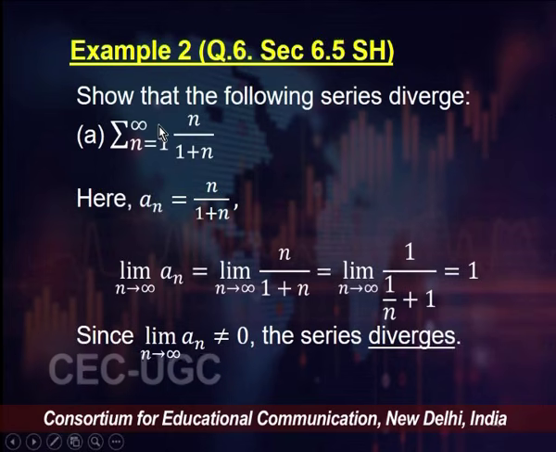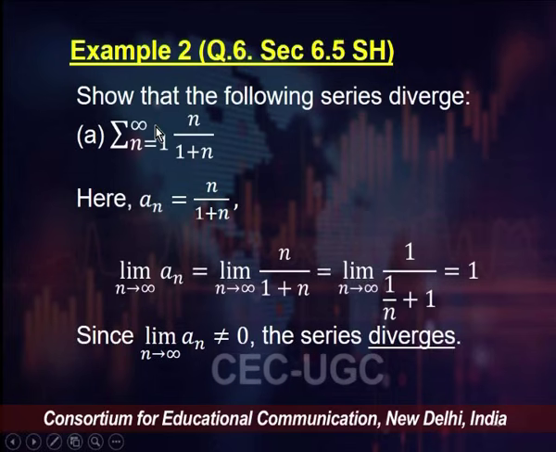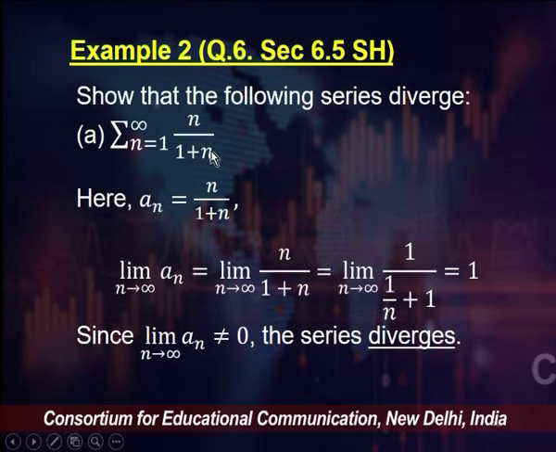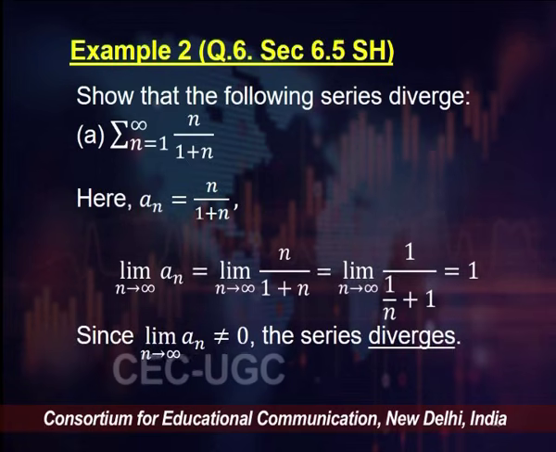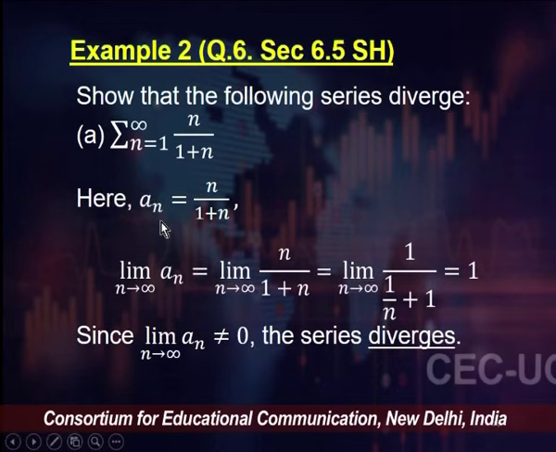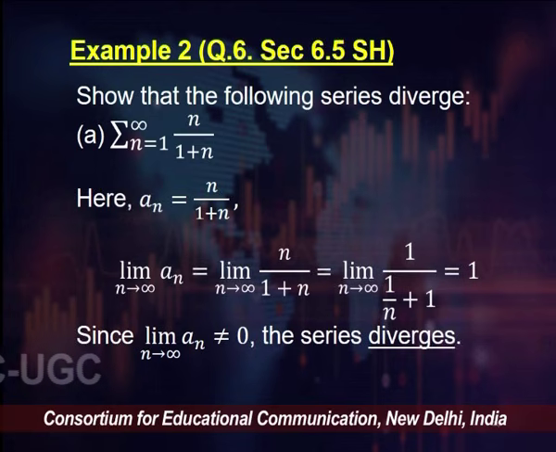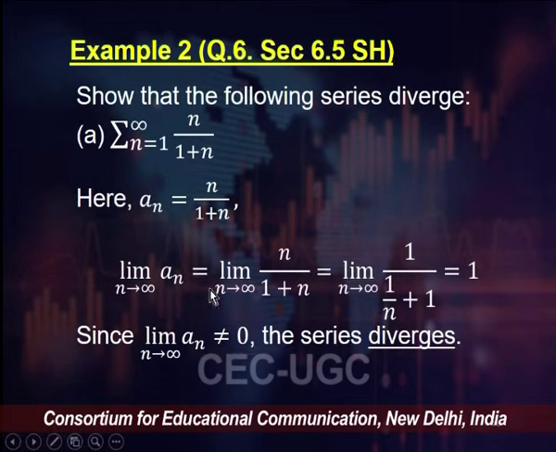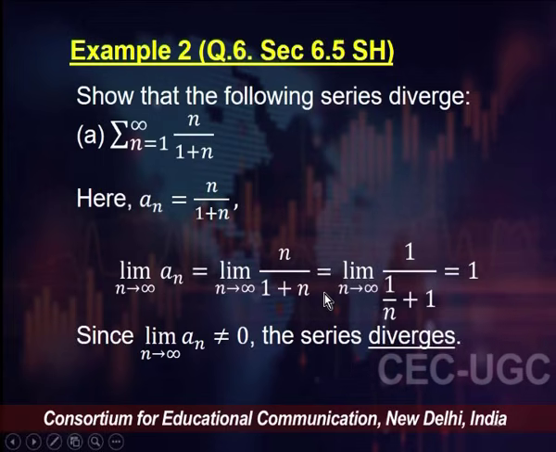In this question, you're asked to show that the following series diverges. The series here is summation n divided by 1 plus n, and the criterion here is we take the nth term and then take its limit as n tends to infinity. Our nth term here is n divided by 1 plus n, and the limit of the nth term as n tends to infinity will be the limit of n divided by 1 plus n as n tends to infinity.